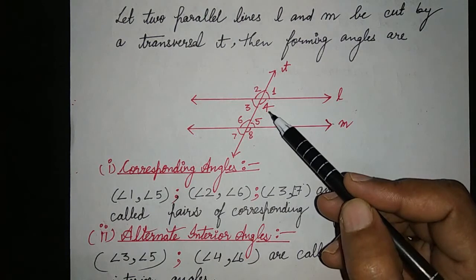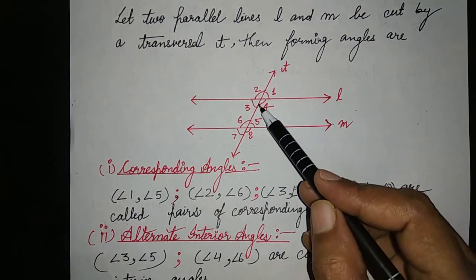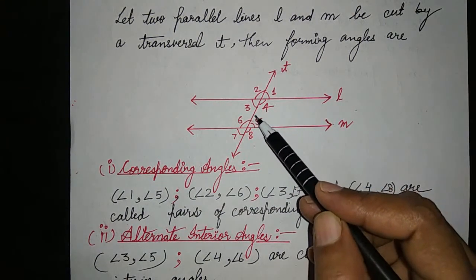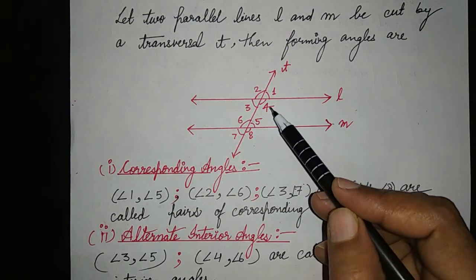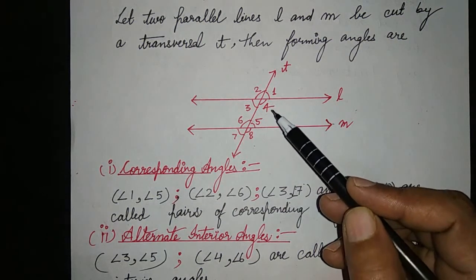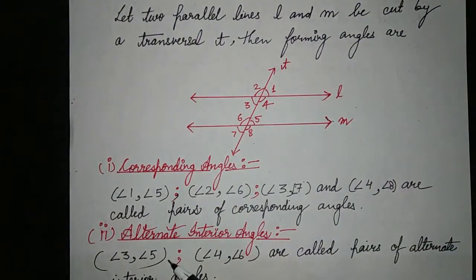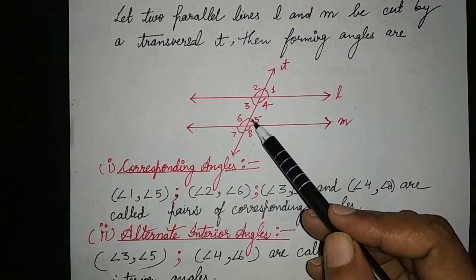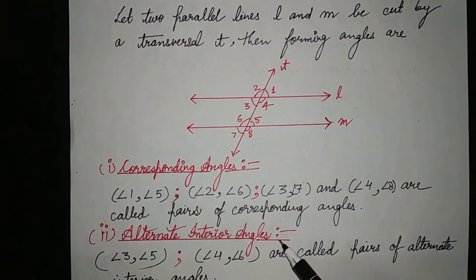And there is one more pair of alternate interior angles. Angle 4 and angle 6. Okay. So like this you can see two pairs of alternate interior angles. See the first pair, angle 3 and angle 5, and angle 4 and angle 6 is the second pair of alternate interior angles.